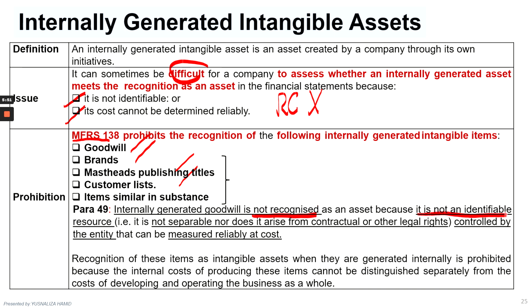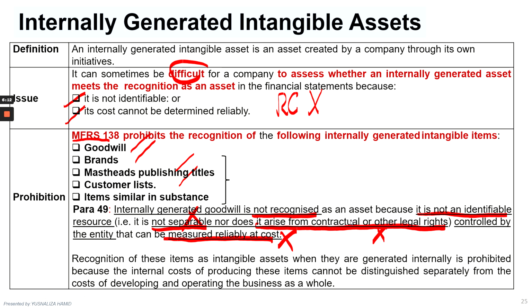Why? Because it is not identifiable. It is not a separable item. It is also not arising from contractual or legal rights. So therefore, it cannot be reliably measured at cost. So these are all not being fulfilled. So you cannot recognize that as an intangible asset.